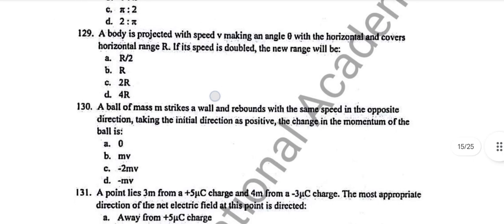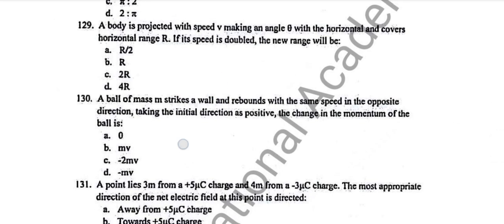Question number 130. A ball of mass m strikes a wall and rebounds with the same speed in the opposite direction. Taking the initial direction as positive, the change in the momentum of the ball is, and the correct option is C, minus 2 mv.